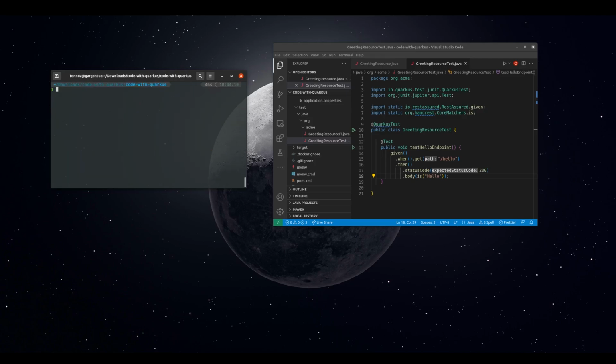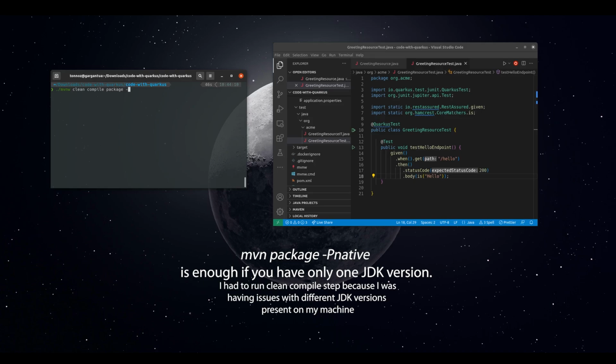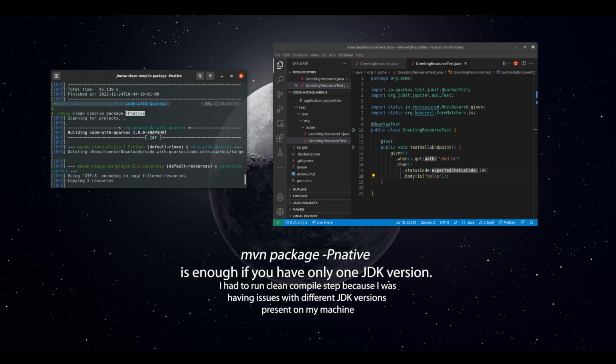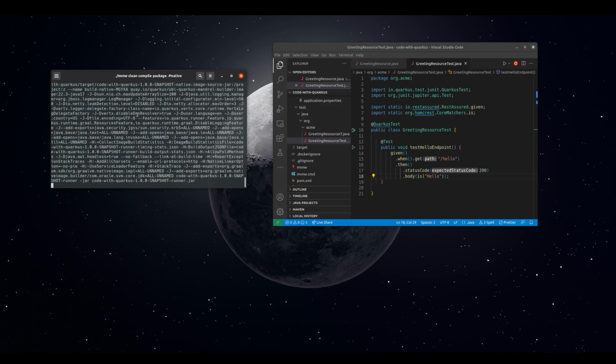Now, how do we create one of those blazing fast executables that we saw before? Well, the command is very simple. All we need to do is mvn clean compile package -P native. Just by using the profile native, Maven will take care of everything else.